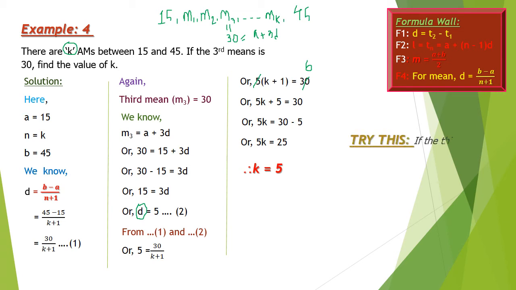Now try this question. There is only one question. If the fourth mean between 6 and 16 is 12, find the number of means. That means we have to find the value of n. Okay, now let's move to another example.